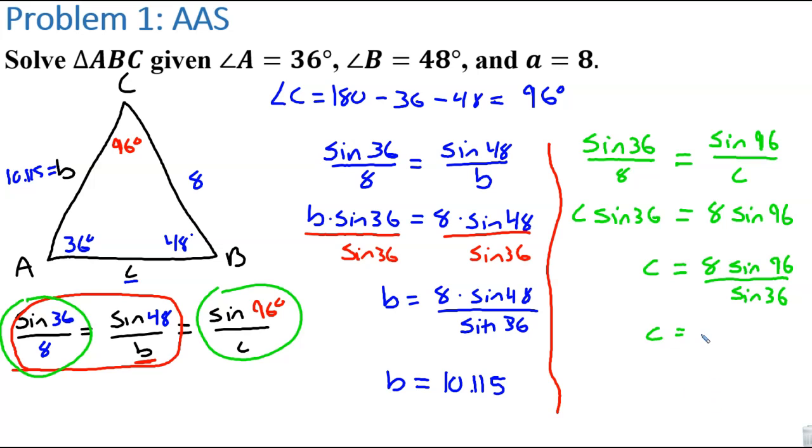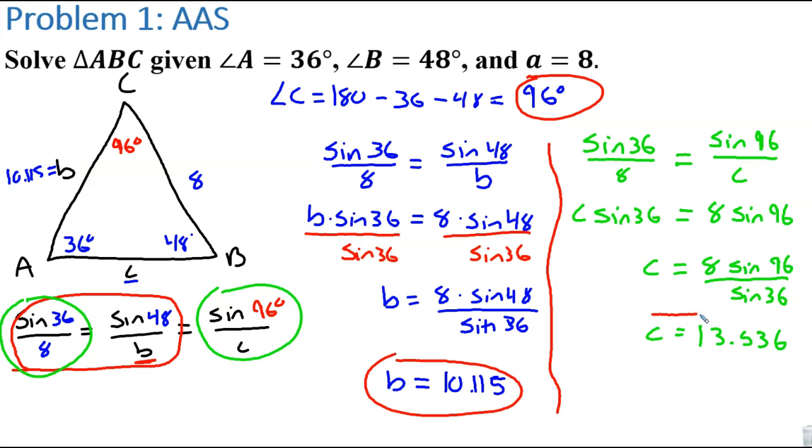When I plug that in my calculator, I get a 13.536. All right, we'll say those are my three missing parts. Okay, we've solved for using the law of sines. Okay, so the triangle is solved now.